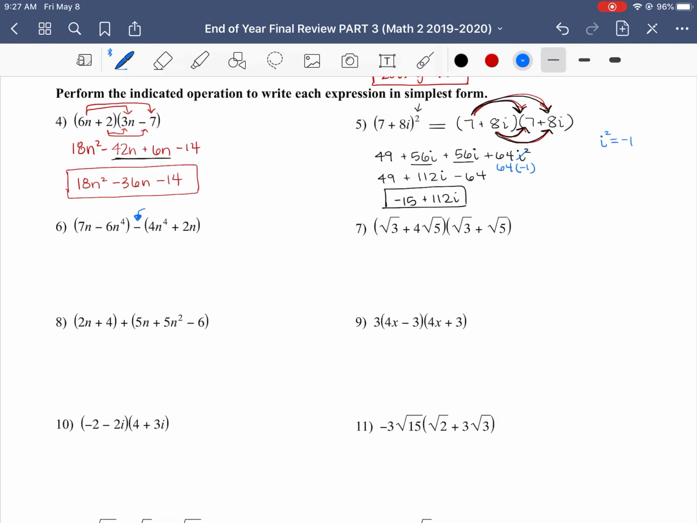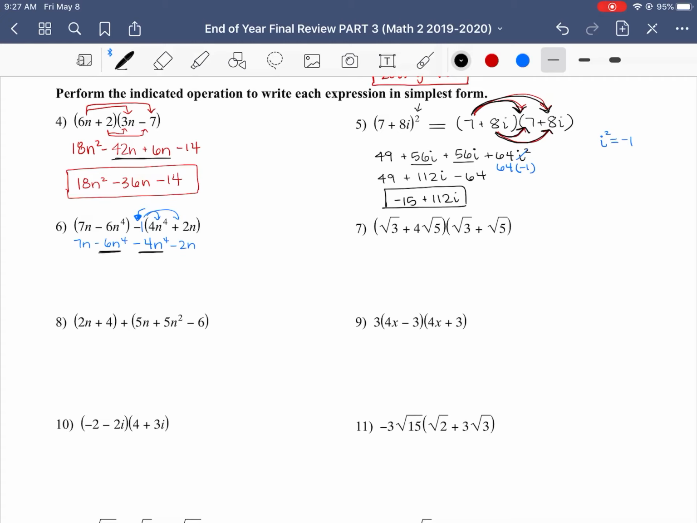All right, number 6, again, just a reminder, this one is subtraction. So we're always looking right there to start with. This is subtraction, which just means that basically there's like a negative 1 there that needs to distribute to each of these pieces right behind it. So this is the same thing as 7n minus 6n to the 4th. If you distribute that negative 1, that's like negative 4n to the 4th. And negative, oop, that doesn't look like a 4, sorry. And negative 2n. Okay, and then it's just a matter of combining like terms.